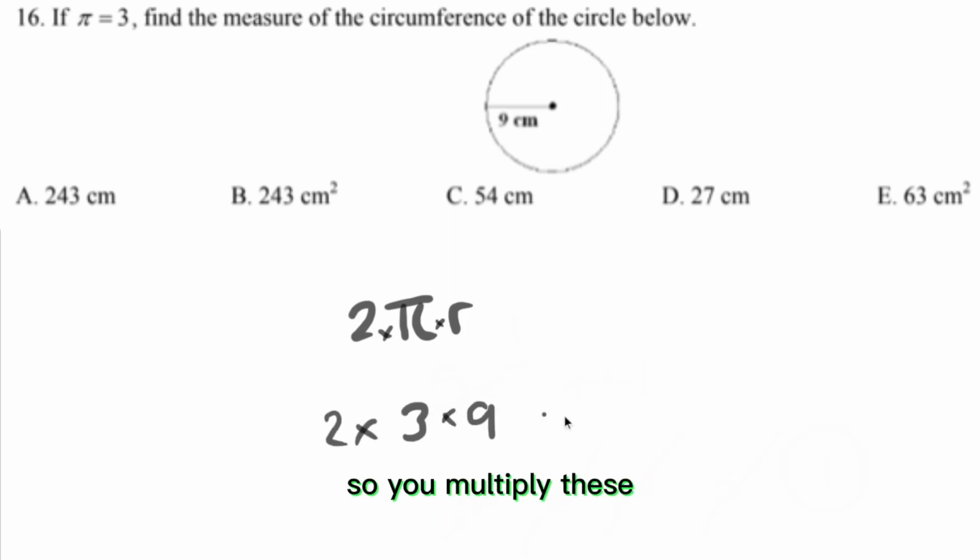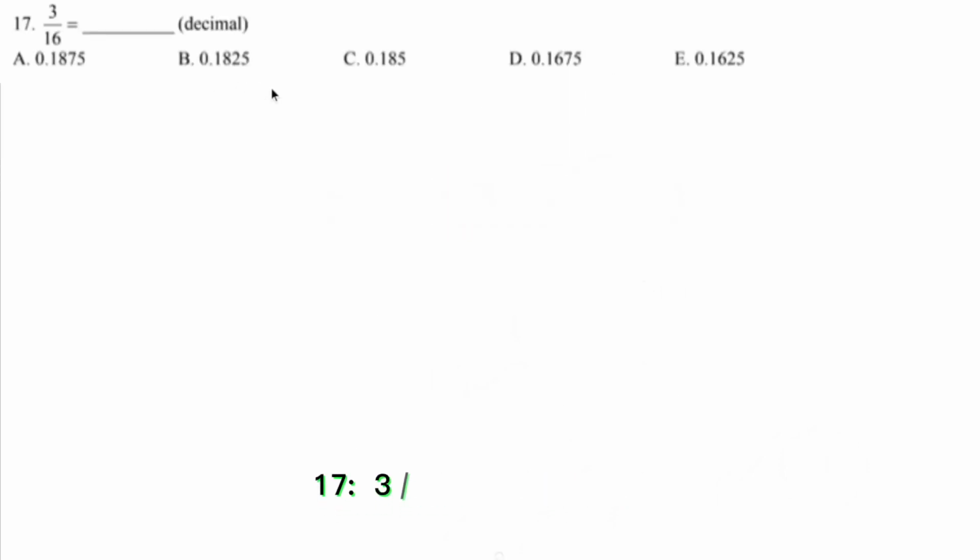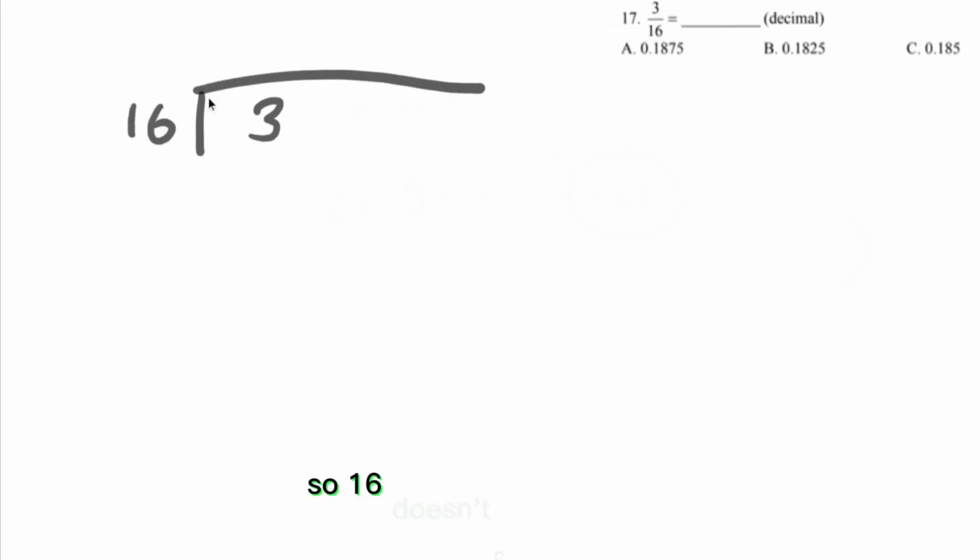So you just multiply these, and you get 54, and that's your answer. 17. 3 divided by 16 equals what in decimals? So you just do your standard division here. So 16 doesn't go into 3, so you'd have to add a decimal. Then how many times does 16 go into 30?